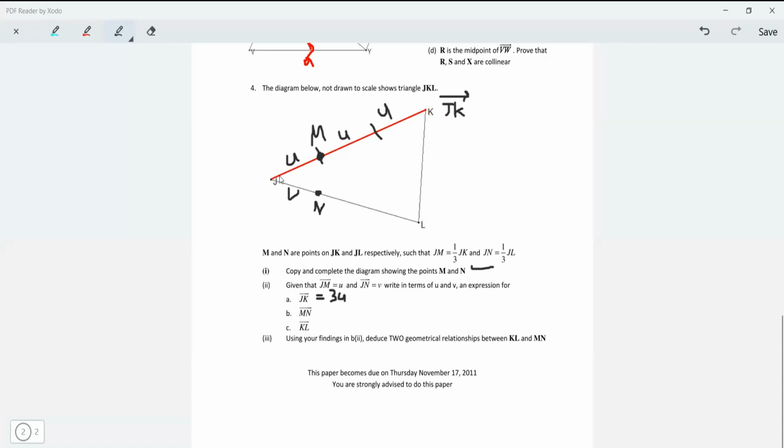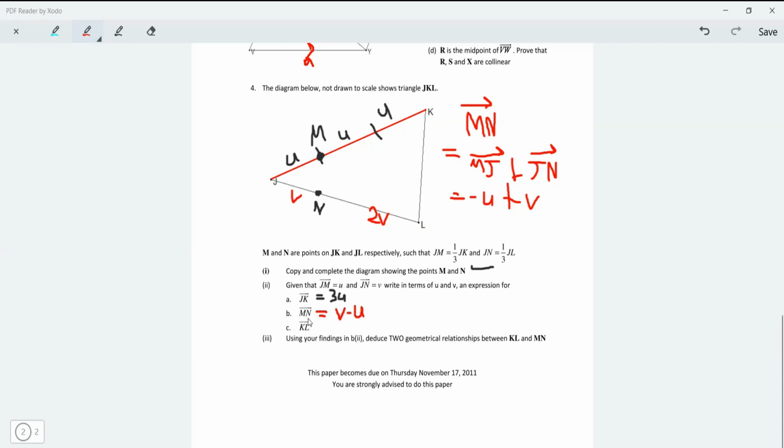Then we know JN is v. So if JN is v, then we know what JL is, because this is also v and this is also v. So the whole thing is 3v. But that doesn't really matter still. Now we want vector MN. To go from vector M to N, we can go from M to J, then from J to N. Going from M to J, remember JM is u, so going from M to J is minus u, going in the opposite direction, and from J to N is v. So we can write that MN is equal to v minus u.